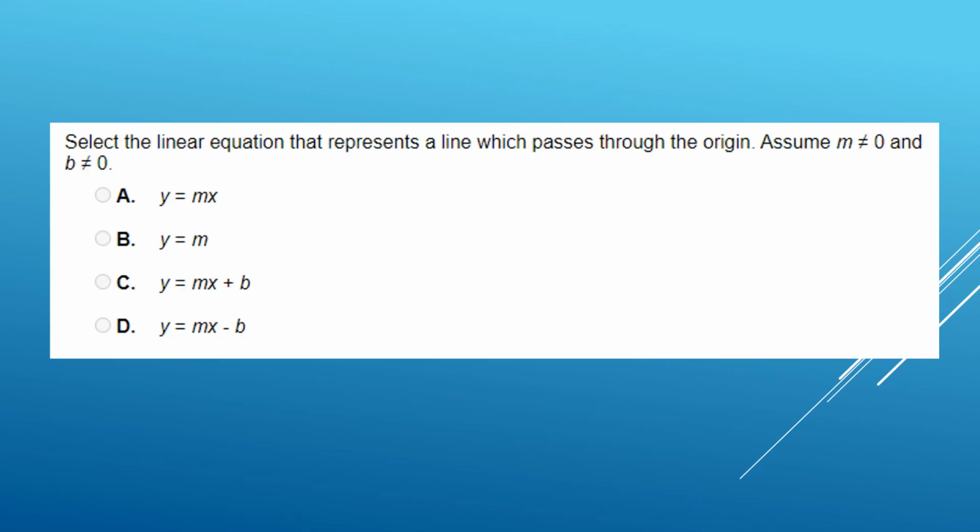Select the linear equation that represents a line that passes through the origin. Assume m does not equal 0 and b does not equal 0. So one that passes through the origin is y equals mx always. So y does equal mx.